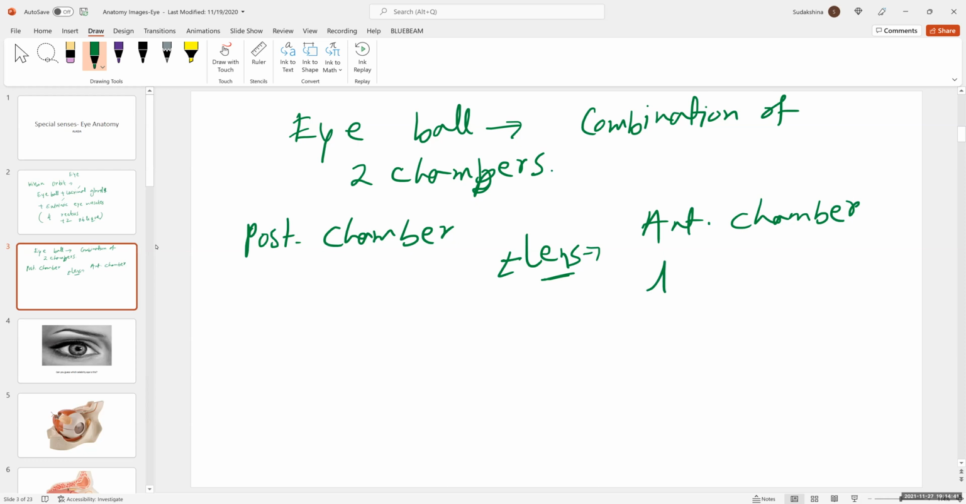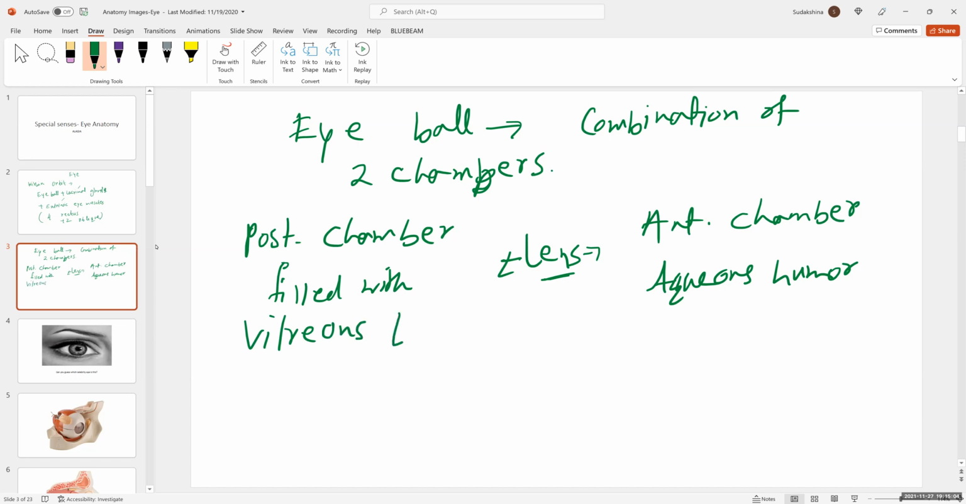The anterior chamber is filled with what we call the aqueous humor, and the posterior chamber is filled with vitreous humor. So posterior chamber, anterior chamber, one with aqueous humor, one with vitreous humor. Basically, this is what the eyeball is made of. It's a round ball-like structure, which is made of 2 chambers.